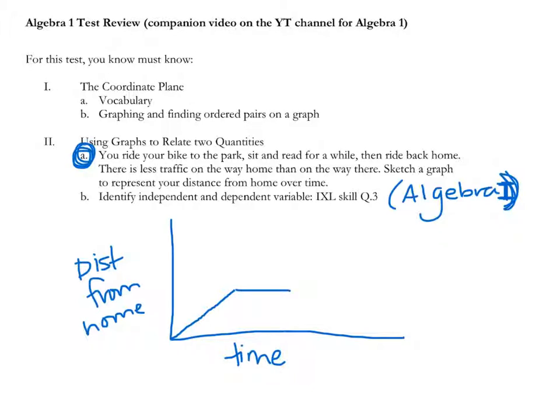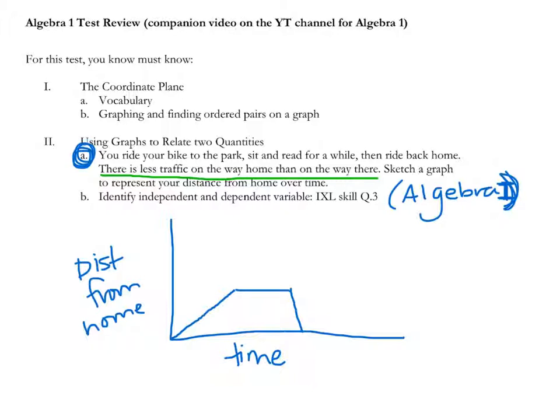But look, here's this last part here that makes this a little bit different, that changes what we have to draw a little bit. There's less traffic on the way home than on the way there. That means that you were able to cover the same distance in less time. So that's how that would affect that. So hopefully you got generally the same thing.